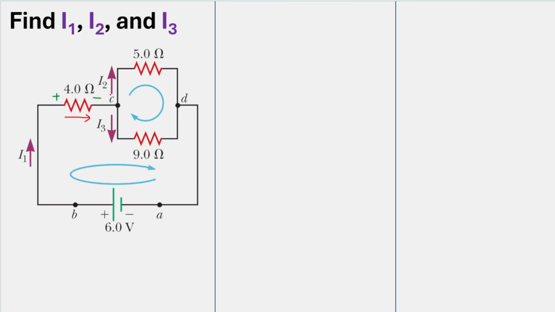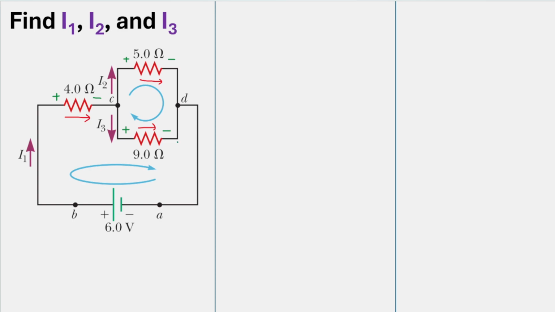Okay, and here I2 is going up, and eventually it will go to the right. And remember our convention: where the current comes from will be the positive sign, and where the current goes to will be the negative sign. We can also do that for this I3 here. I3 is going down, and eventually it will go to the right. So the positive sign will be here, and the negative sign will be where the current goes to here.